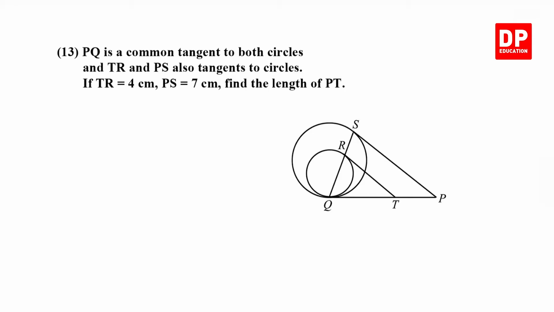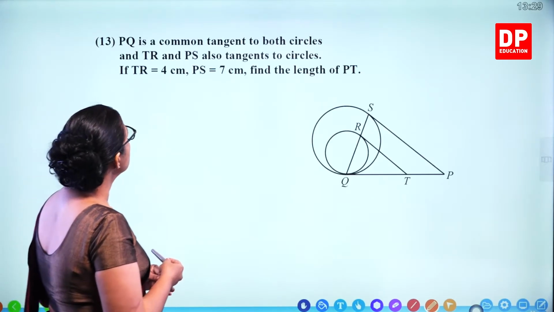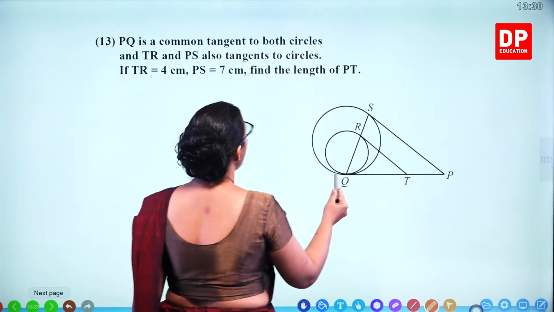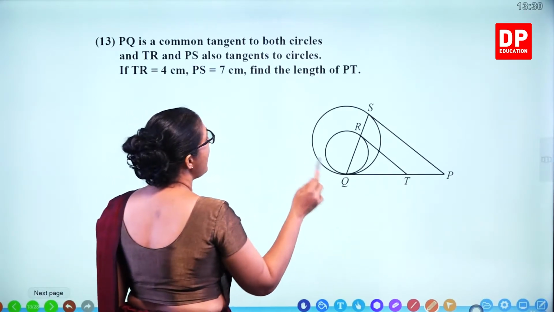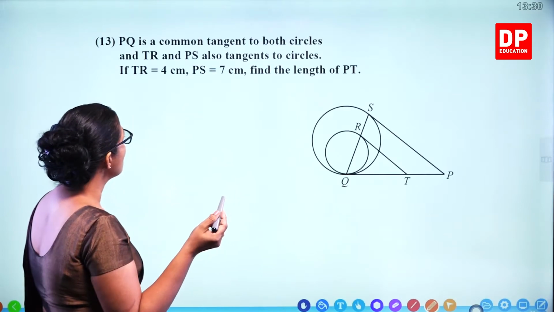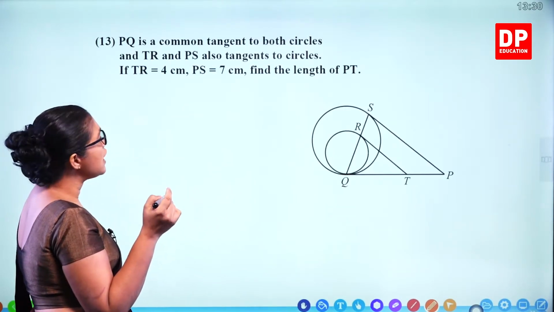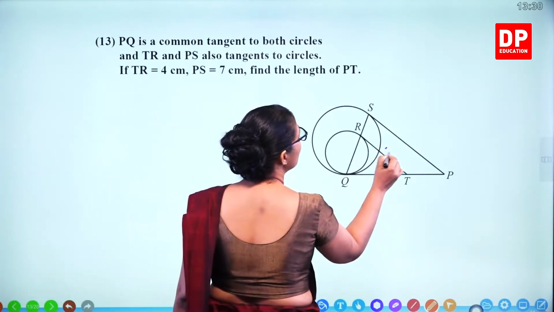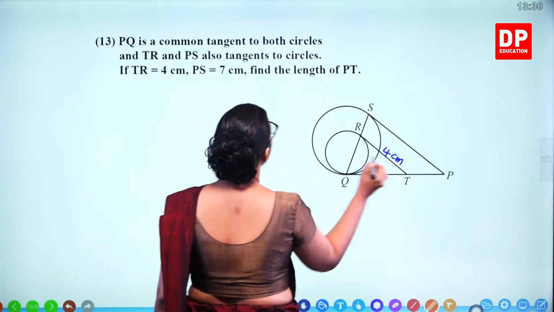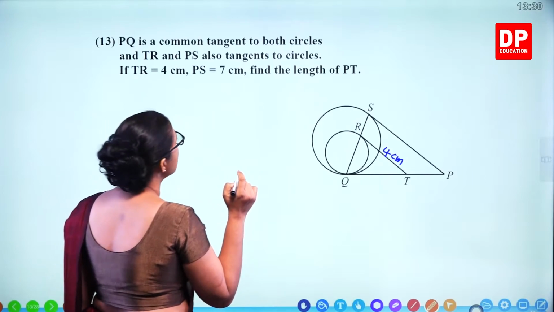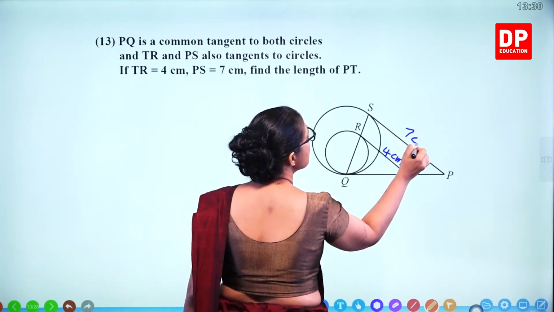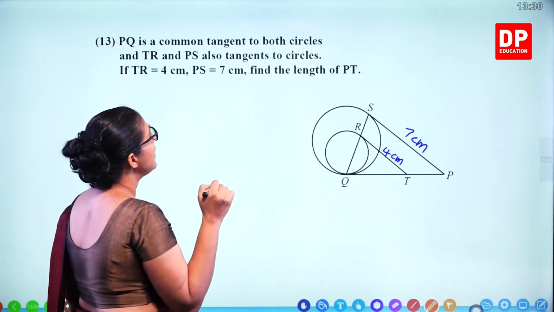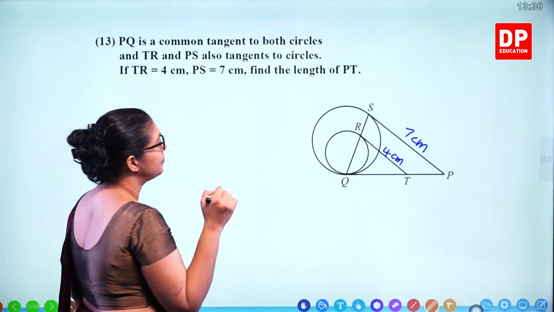Question number 13. PQ is a common tangent to both circles. This one is common. And TR and PS are also tangents to the circles. If TR is 4 centimeters, so this is 4, and PS is 7 centimeters, find the length of PT.